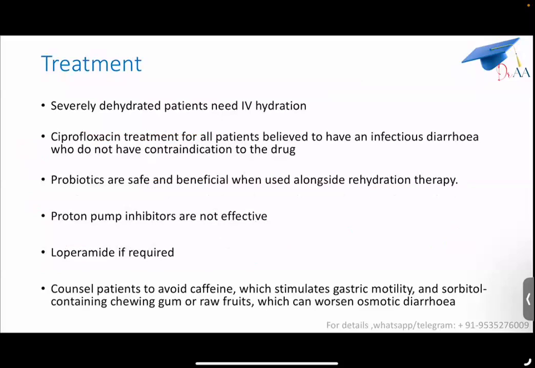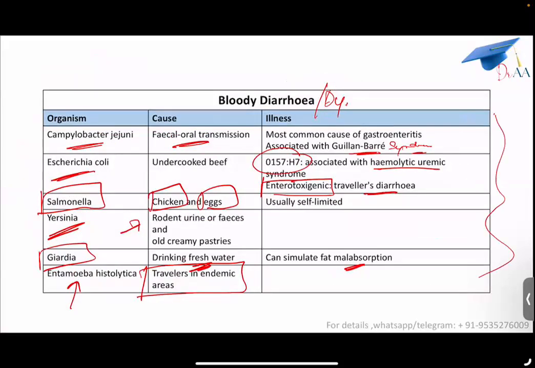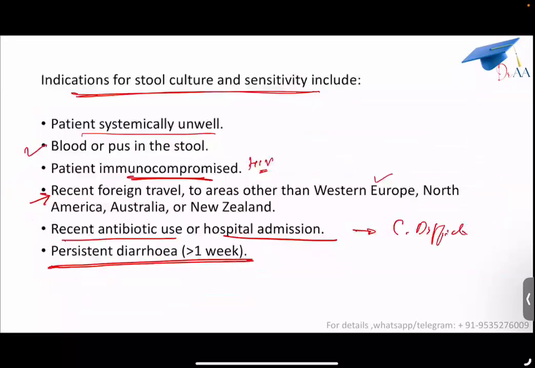Treatment, most of the time we just hydrate them if they are dehydrated by giving IV fluids. If they're able to take orally, then we ask them to take orally, then we discharge. We usually don't start them on antibiotics. If you are starting antibiotics, ciprofloxacin is the preferred antibiotic when you're thinking of infectious diarrhea. If you are thinking about E. coli or Giardia, you can start ciprofloxacin.